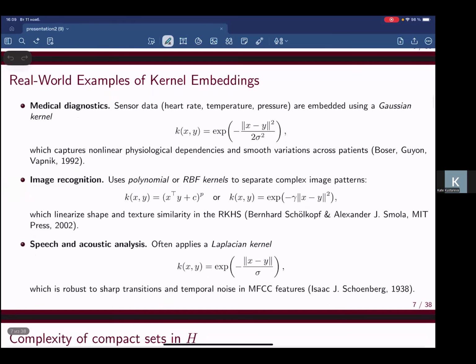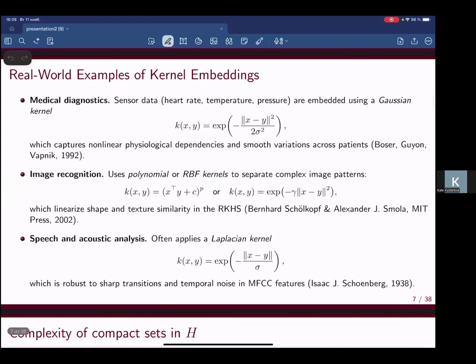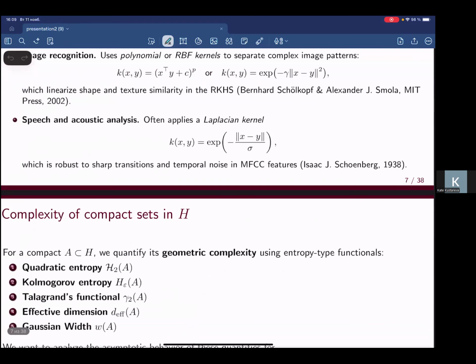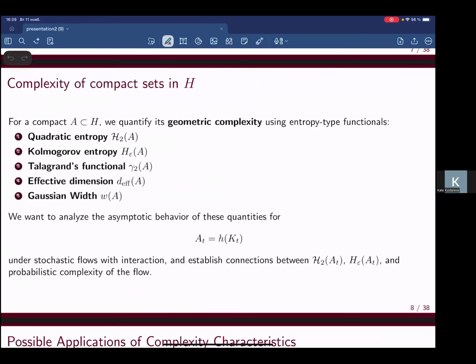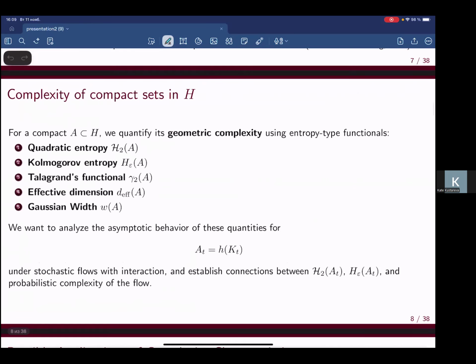Now that we have seen how data can be lifted, we can move from visualization to some quantitative analysis. And in this lifted space H, every compact set A has its own geometric complexity. It's a way to measure how rich or irregular the structure is.